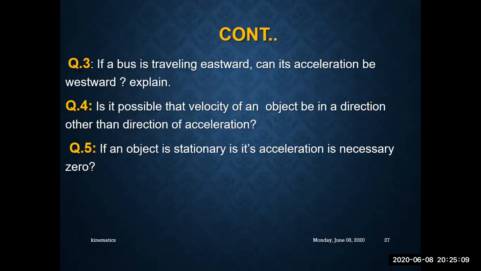So number 3: if a bus is traveling eastward, can its acceleration be westward? Explain. Is it possible that the velocity of an object is in a direction other than the direction of acceleration? So these are the questions to find the answer. If an object is stationary, is its acceleration necessarily zero? So these are questions 3, 4, and 5, and I hope you will find the answers to these questions.